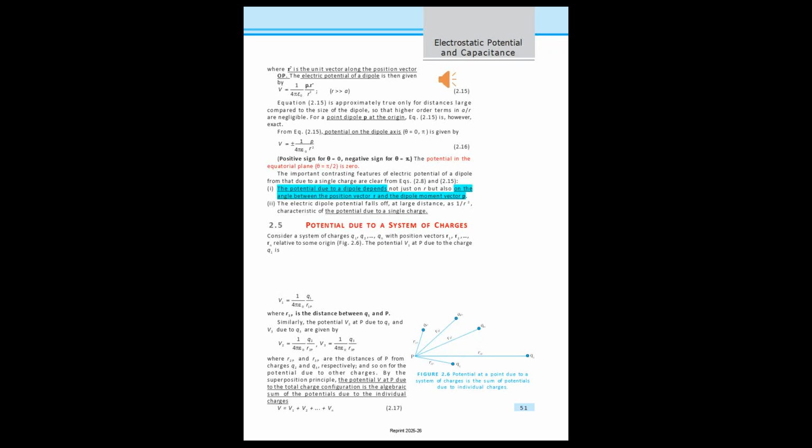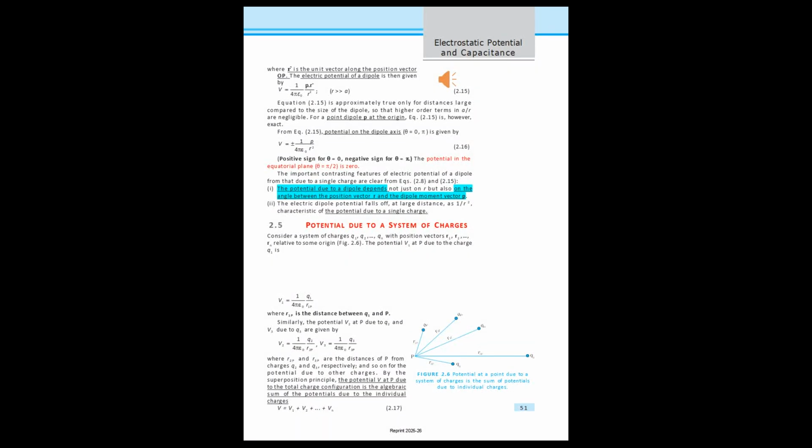The important contrasting features of electric potential of a dipole from that due to a single charge are clear from equations 2.8 and 2.15. The potential due to a dipole depends not just on r but also on the angle between the position vector r and the dipole moment vector p. The electric dipole potential falls off, at large distance, as 1 by r square, unlike the 1 by r potential due to a single charge.